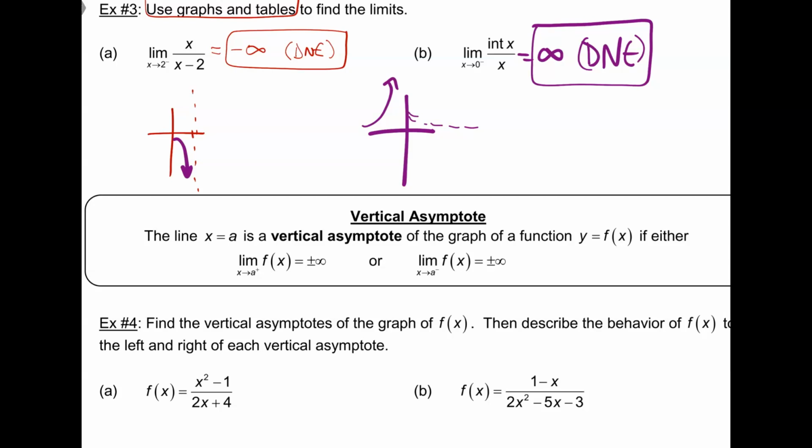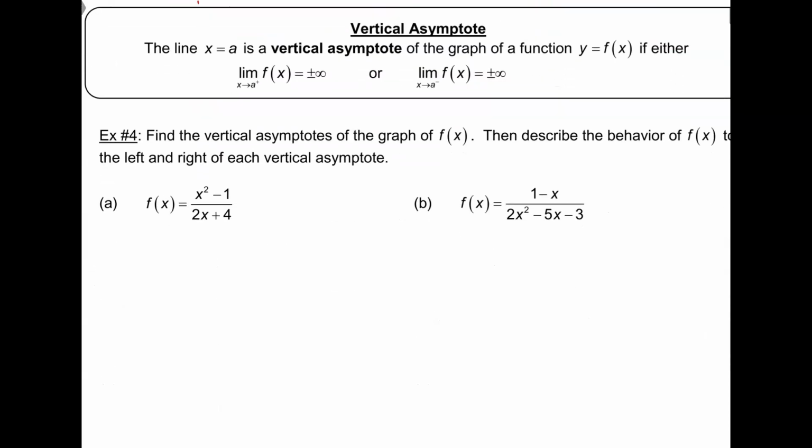So what we want to do is find the vertical asymptote of the graph and describe its behavior to the left and right of the vertical asymptote. It would be ideal if we could cross anything out. That would be nice. So on the top I have x minus 1, x plus 1, because it's a difference of squares. On the bottom, I can factor out a 2.